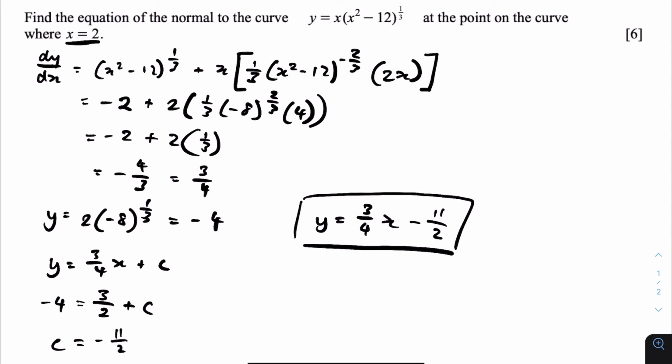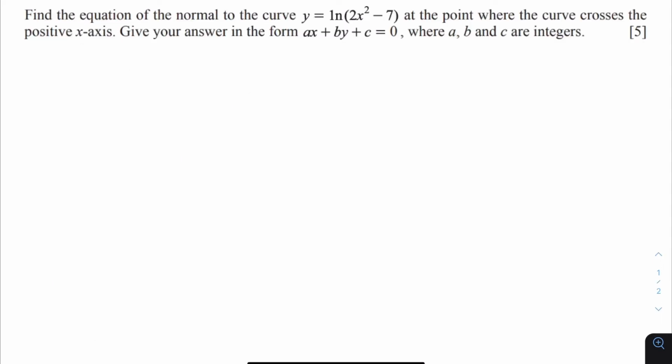So let's do one more problem before we wrap up this video. Here's our final problem of the video. Find the equation of the normal to the curve y equals ln(2x² − 7) at the point where the curve crosses the positive x-axis. Give your answer in the form ax + by + c = 0, where a, b, and c are integers.